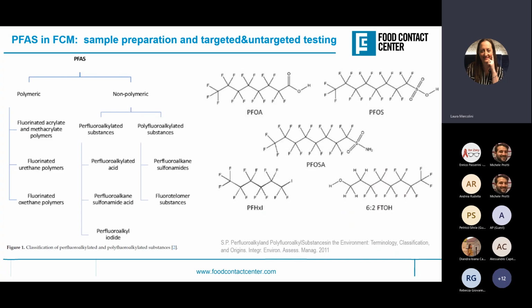Some papers on food contact materials and PFAS clarify that we can deal with polymeric PFAS and also non-polymeric PFAS. Sometimes PFAS are linked to acrylate, methacrylate, urethane, and other kinds of polymers. In this case, it's very, very hard to break the chain and to have detection in the test. And we can also have some non-polymeric forms of PFAS.